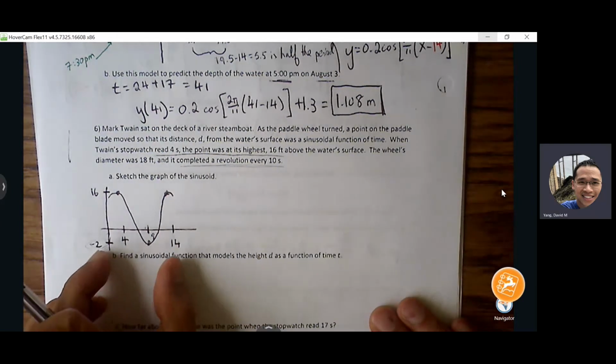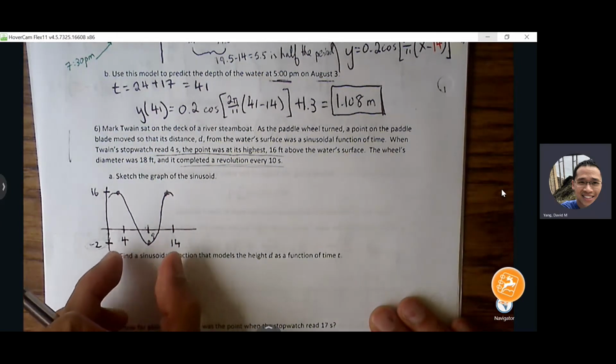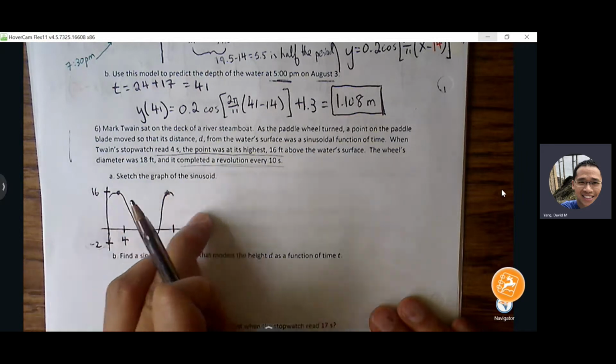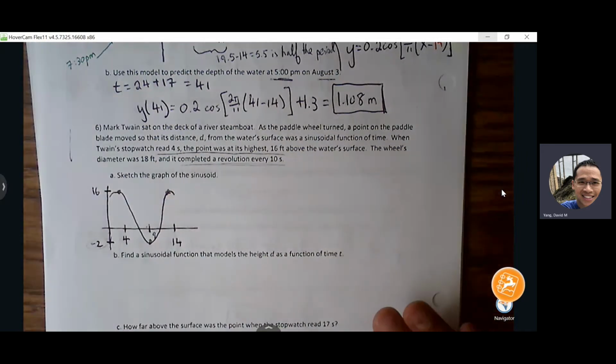Okay, so this is good because now we know what our period is. We can figure out our B value. We can draw and figure out our D value. We can figure out our A value.